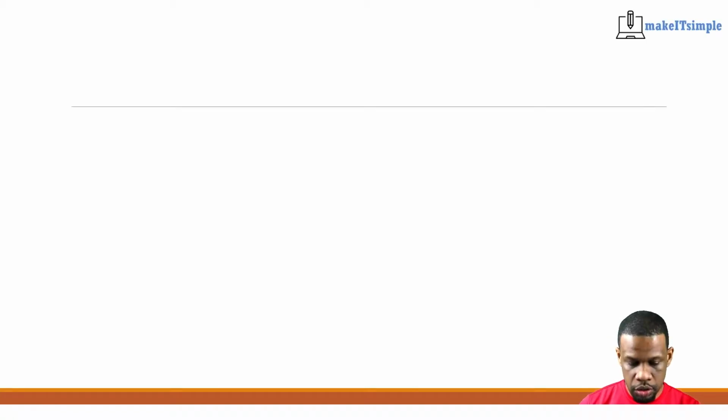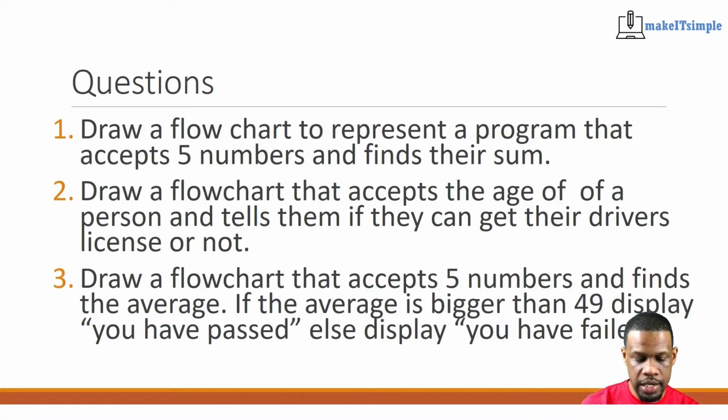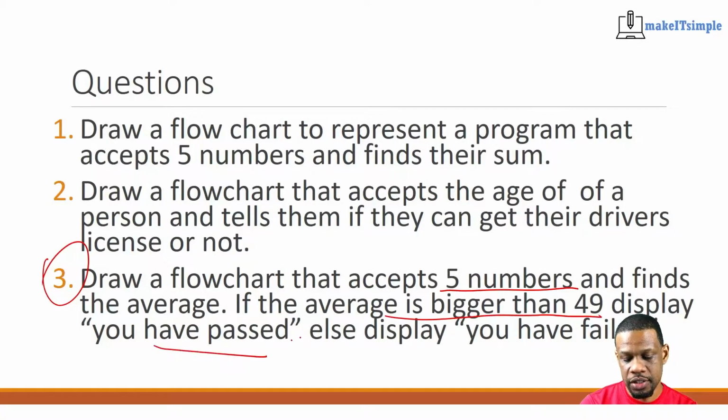So let's go. Okay, wait, hold on. I'll do the hardest one. I'll do number 3, because we don't have time to do all 3 of them, but you can try them if you want on your own time. Draw a flowchart that accepts 5 numbers, so we have to get 5 numbers, finds their average, and if the average is bigger than 49, display you've passed, or display you have failed.